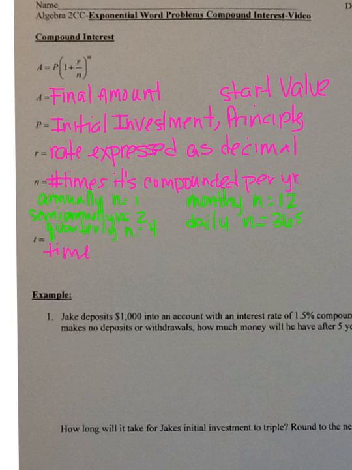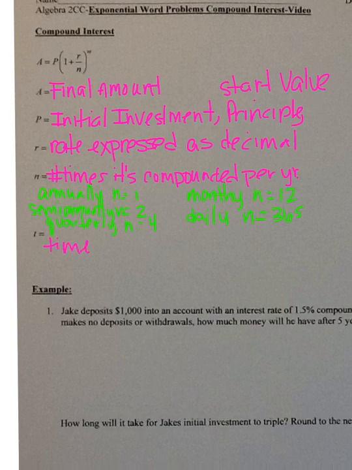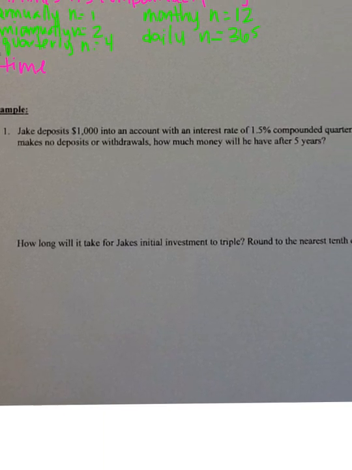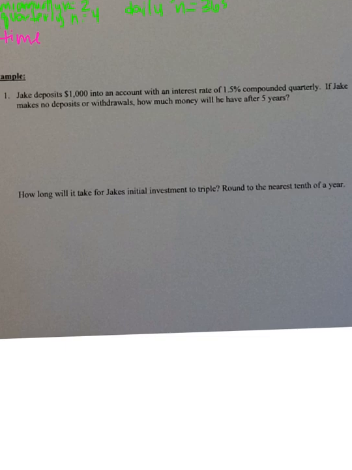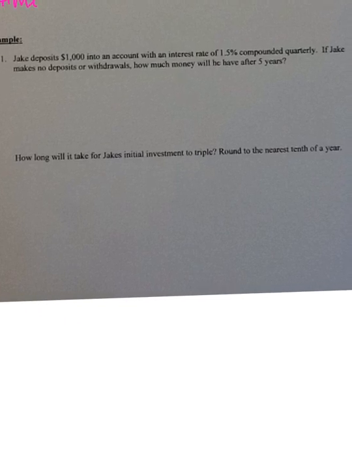Okay, so let's take a look at the first problem. Let's figure out which formula we're going to be using. Jake deposits $1,000 into an account with an interest rate of 1.5% compounded quarterly. If Jake makes no deposits or withdrawals, how much money will he have after 5 years?